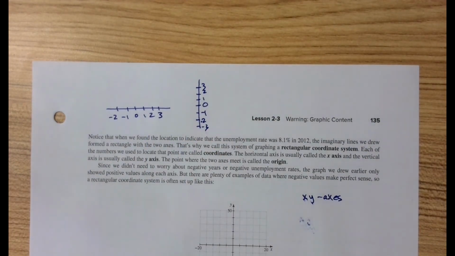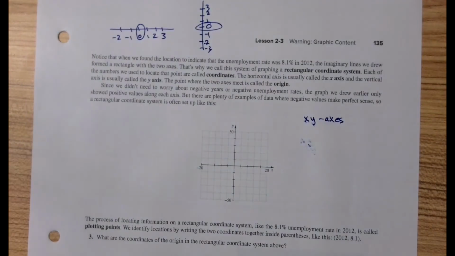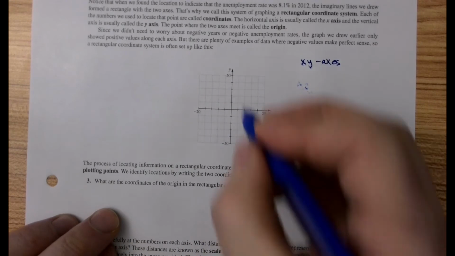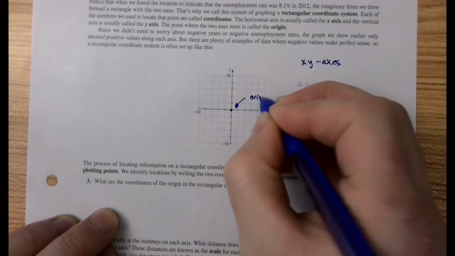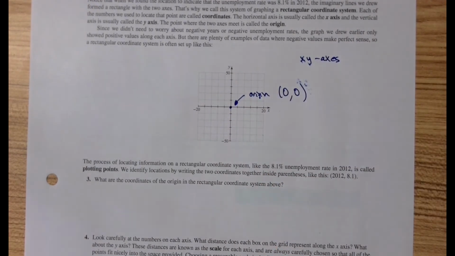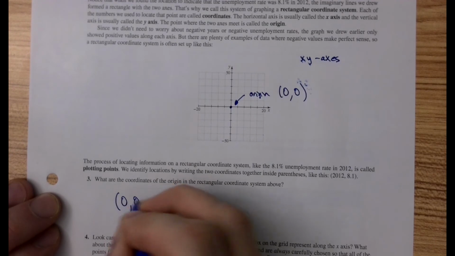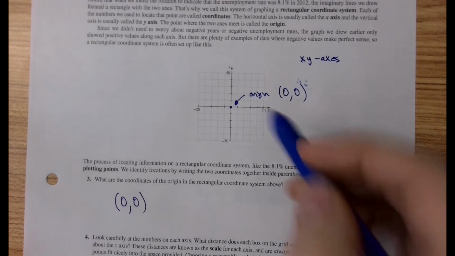The point where we connected them is these zeros. We call that special point, like it says number 3, the origin. It is right here. It's called the origin, and its coordinates are 0, 0. So the x coordinate is 0, the y coordinate is 0. When we put points into this graph, we call that plotting points.